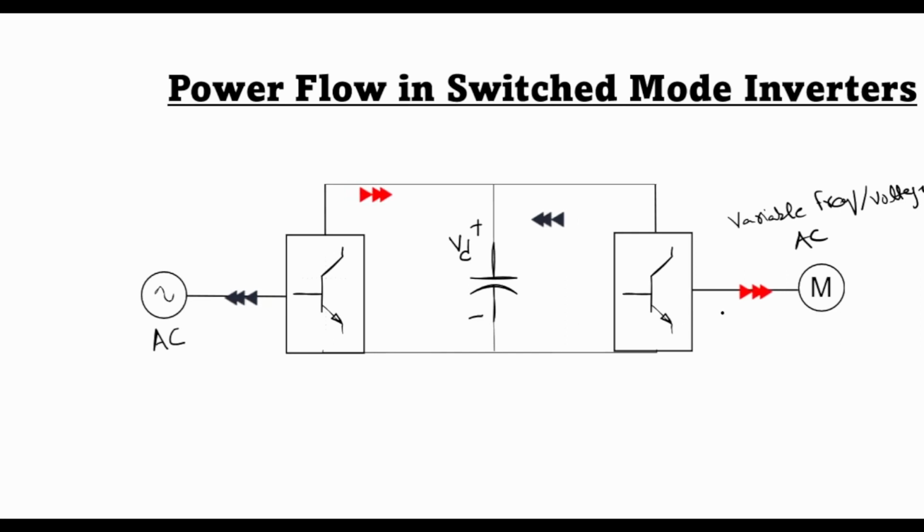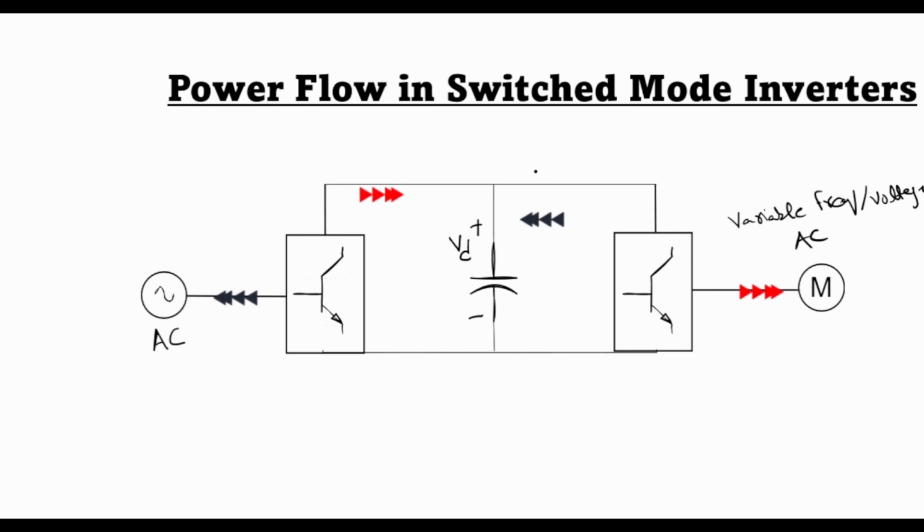Now, we also saw that power flow can be reversed. That is, during regenerative braking of the motor, power can be recovered and fed back to the grid. And this operation of the switch mode converter is known as the rectifying operation, where power is converted from the AC to the DC side.